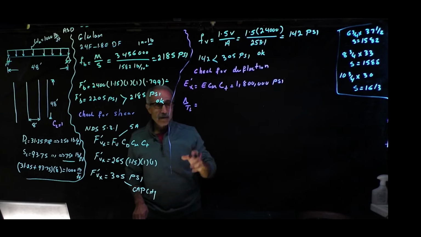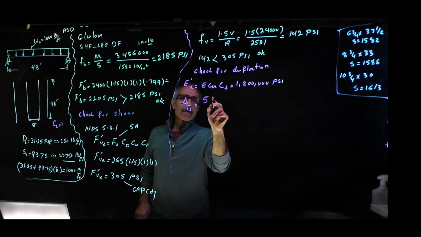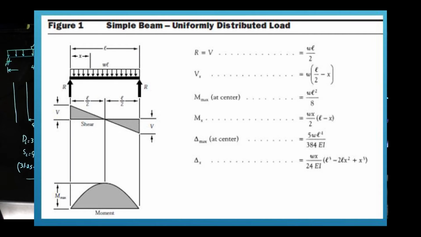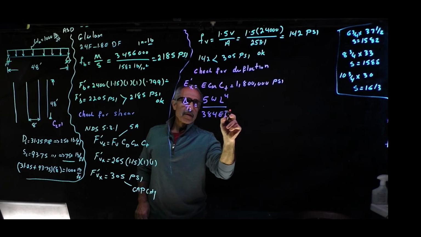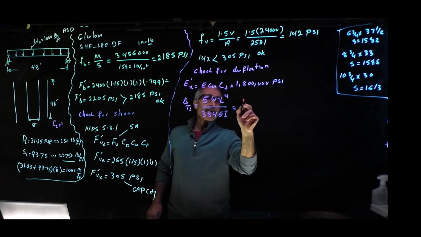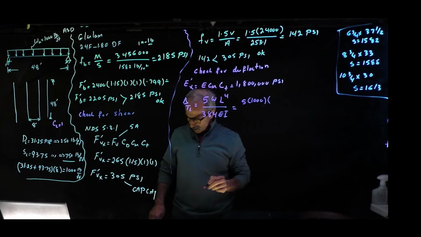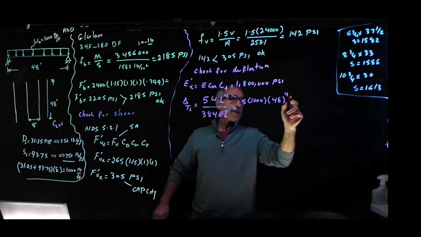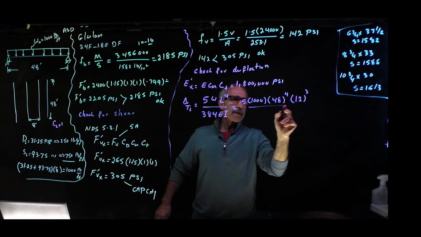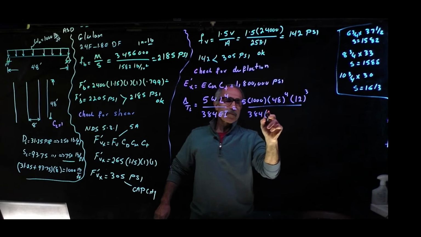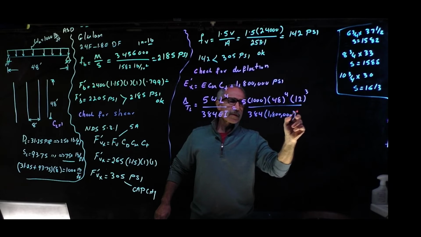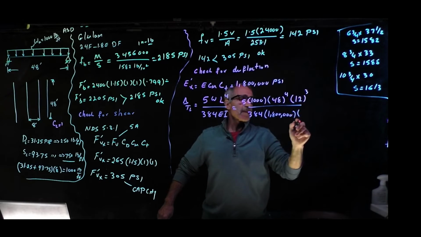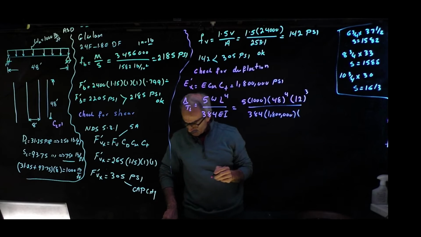the code. And from the beam formula, that is equal to 5 times W L to the power 4 divided by 384 EI, which is equal to 5 times 1,000 times 48 to the power 4 times 12 to the power 3, divided by 384 times 1,800,000 times I. For this from the table, I comes out to be 29,660.